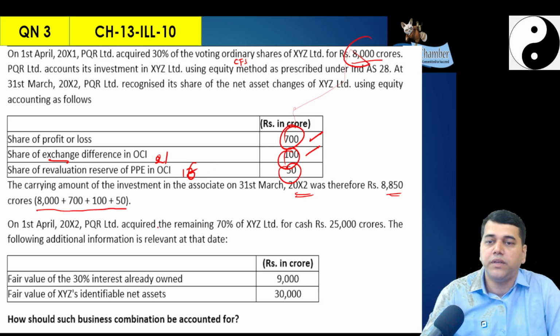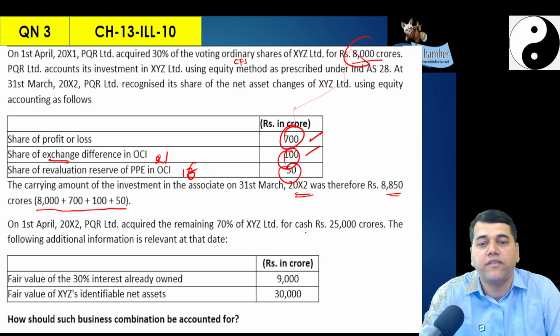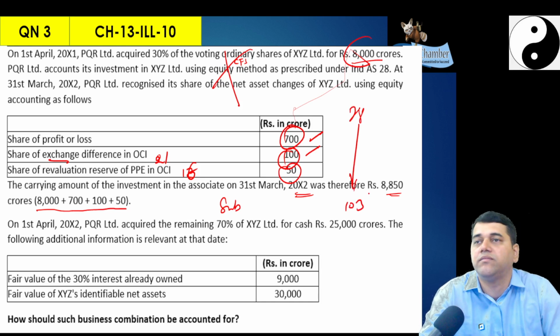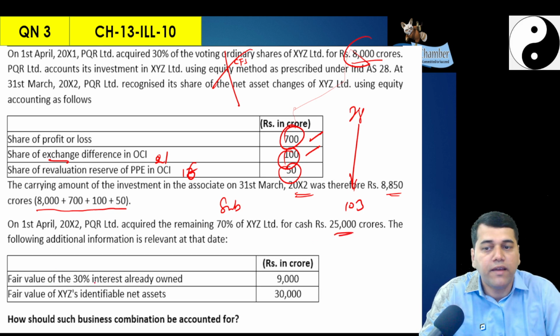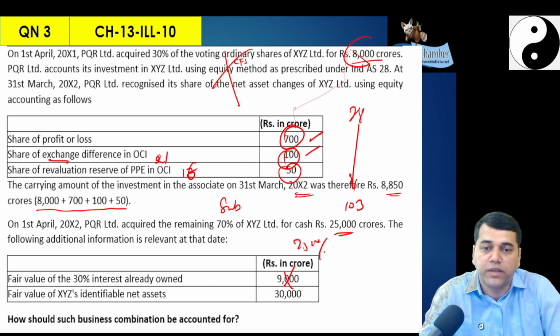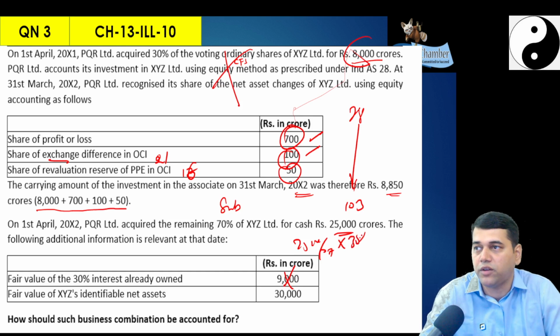Now on 1st April, PQR acquired the remaining 70% for cash. So now it is no more an associate, it is a subsidiary for you. So from Ind AS 28, you have to shift to Ind AS 103, for 25,000. The fair value of the 30% interest already owned they have given you. If this information was not there, what would you have done? You could have done 25,000 divided by 0.7 into 30%.